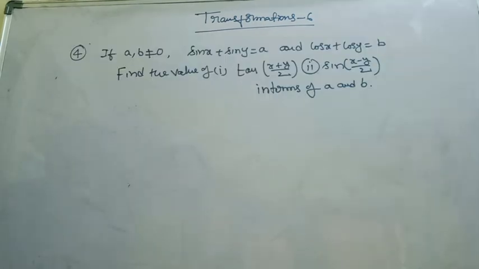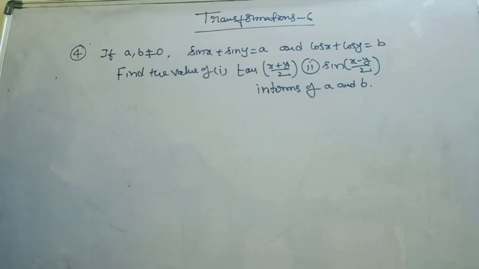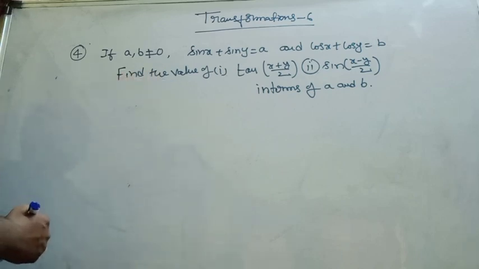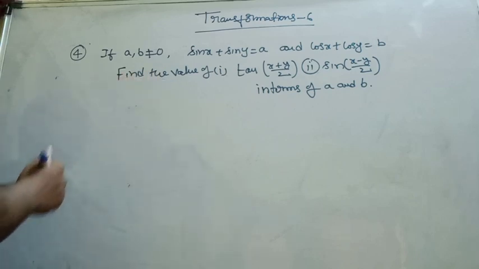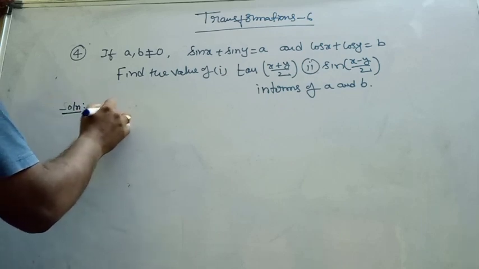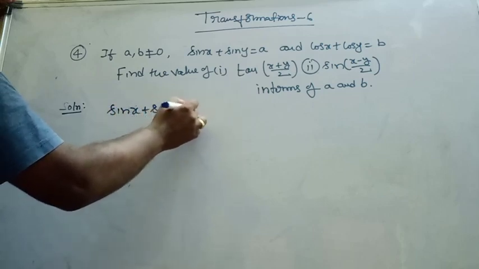Now we have another different problem. If a, b not equal to 0, sin x plus sin y equal to a and cos x plus cos y equal to b, find the value of tan of x plus y by 2, sin of x minus y by 2 in terms of a and b. This is now sin x plus sin y equal to a.